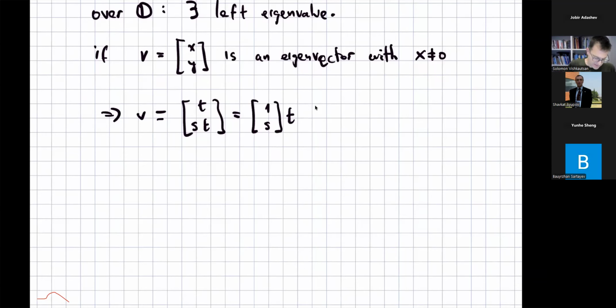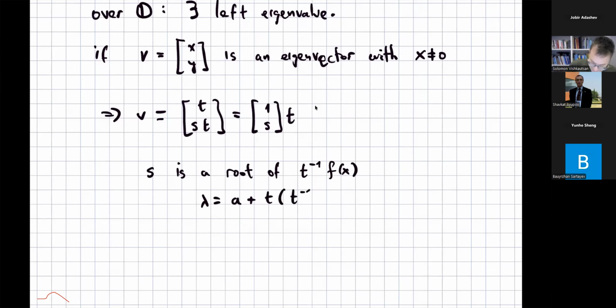And now we have S is a root of t minus 1 f of x. And we have to multiply back by t to get back to our original lambda. And then we get the following not very nice situation, but it's not so bad.